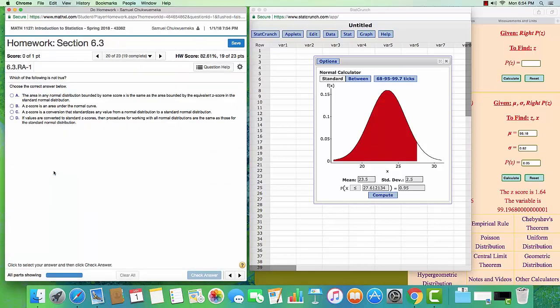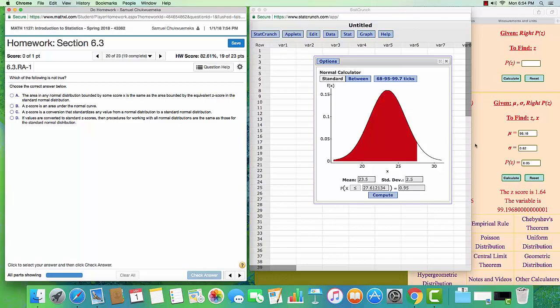Question 20. I guess this is not with any of the calculators. You guys can finish this, right? Which of the following is not true? A. The area in any normal distribution bounded by some score x is the same as the area bounded by the equivalent z-score in the standard normal distribution.